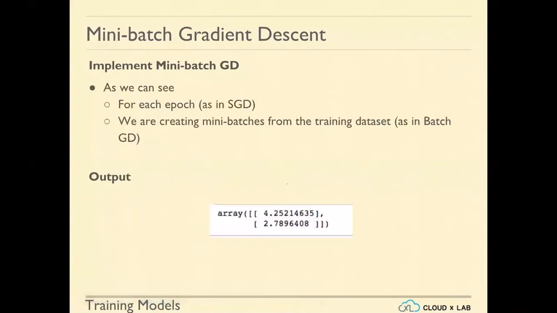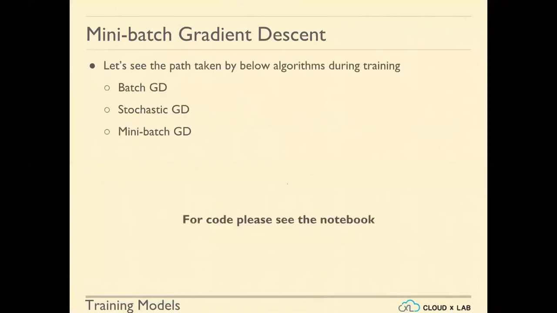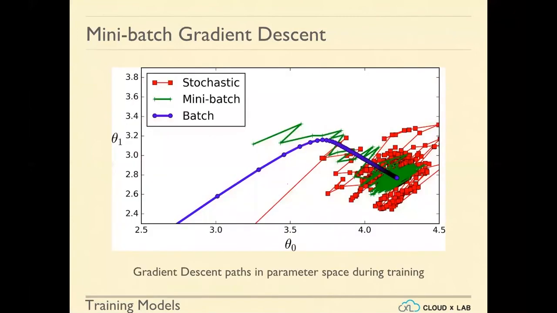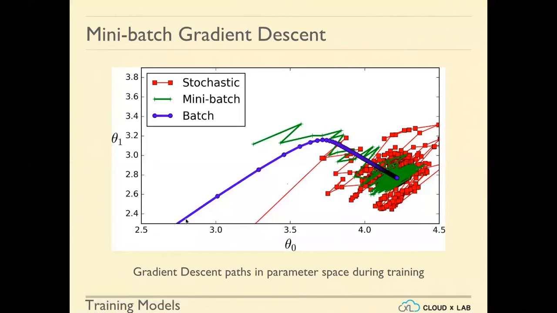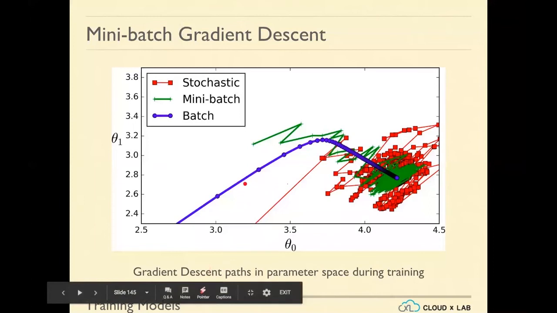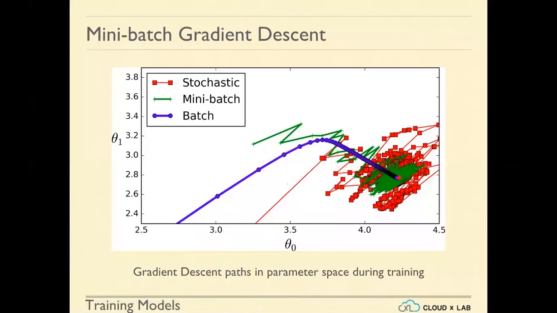All right. As we can see, for each epoch we are creating mini batches from the training set. Let's just compare the batch, stochastic, and mini batch gradient descent. Now here are three methods. You can see theta 0 and theta 1. These are the parameters. First theta 0 and theta 1 both increase and keep going, and then they both start decreasing. Imagine that these are the perfect values of theta 0 and theta 1. This is how it looks.